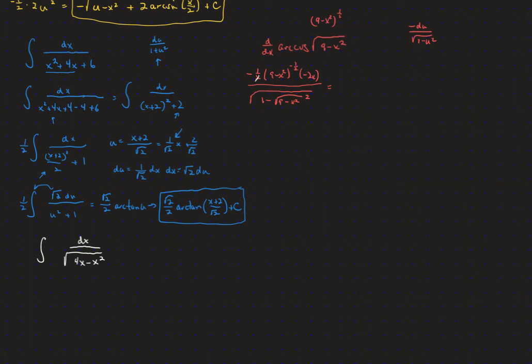We can cancel the 2's and the negatives, so those are going to disappear. We're still going to have this x, and I'm going to move that into the denominator. So that's going to be just an x left on top, and we're going to move that square root of 9 minus x squared into the denominator.